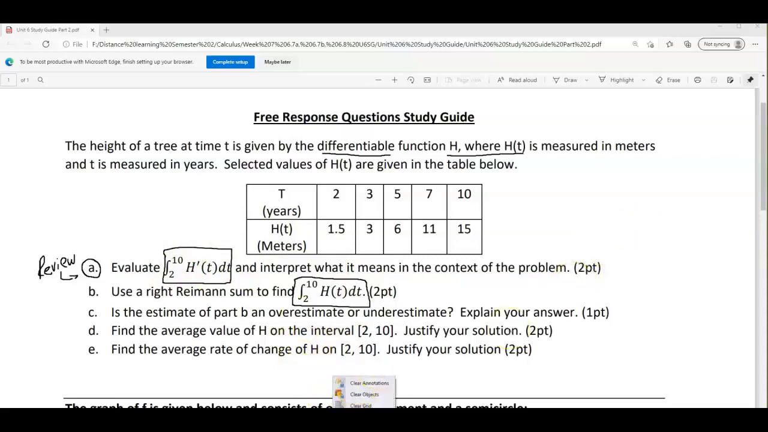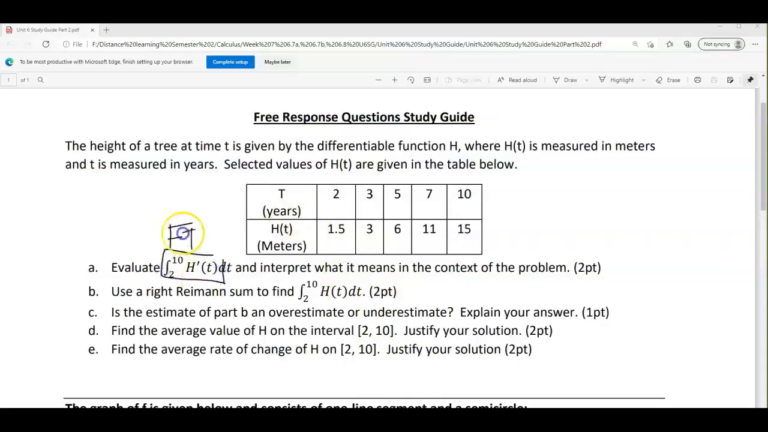Once again, it's worth 2 points. One is the answer, and the other one is going to be to interpret what it means in the context of the problem. All right, so let's go ahead and begin here. First of all, we're going to apply the fundamental theorem of calculus, which means I'm going to start by integrating h prime. Now, what happens when you integrate h prime? Well, when you integrate h prime, you get regular h.